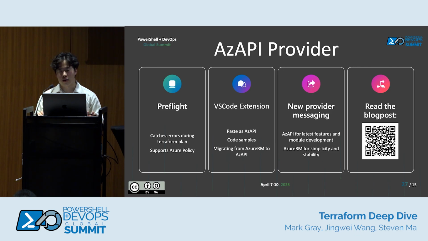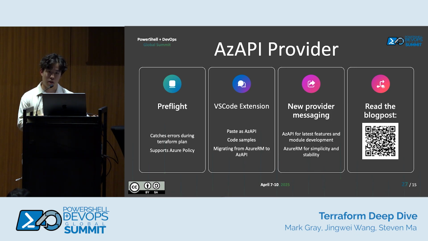Second thing is the VS Code extension. We've put a lot of work into this. I will demo some of this in a second, but we have a wonderful VS Code extension that has taken a lot of inspiration from the Bicep extension. We have a paste as AzAPI code sort of example, as well as code samples that are auto-generated or built on the language servers within the AzAPI provider itself. The other thing that is actually supported there, and that I will talk a little bit more about later, is migration. So you can actually migrate code from AzureRM to AzAPI within the extension.